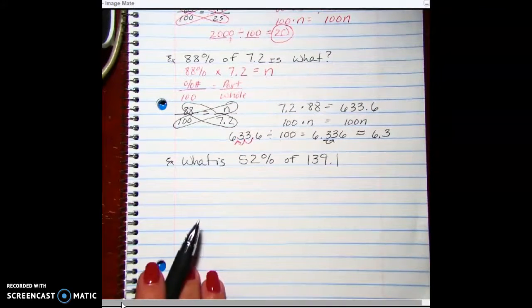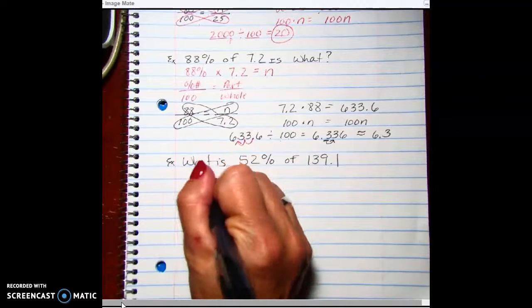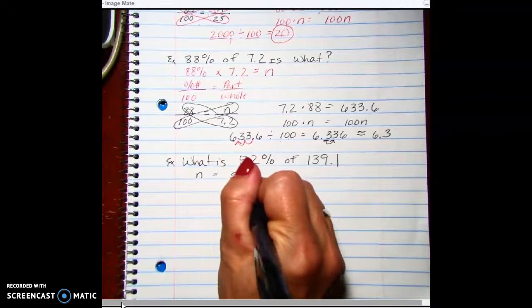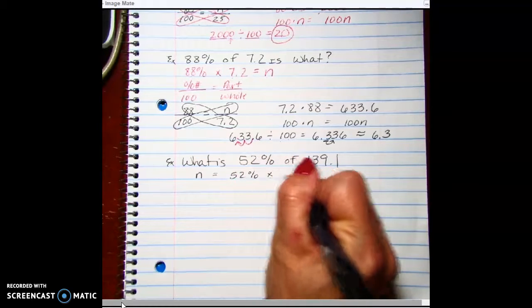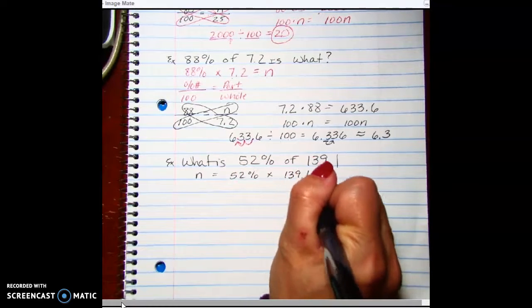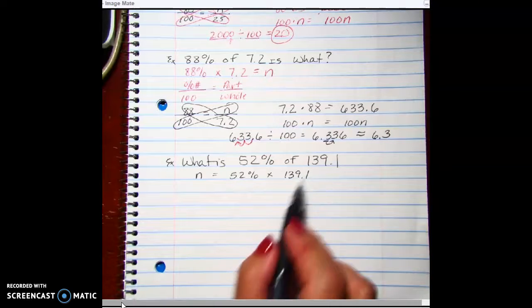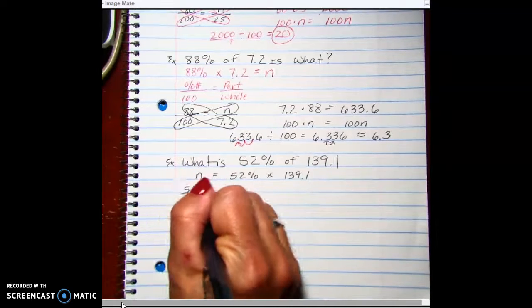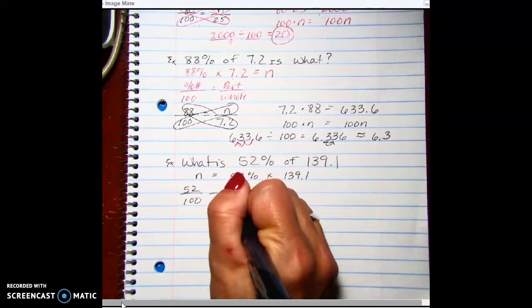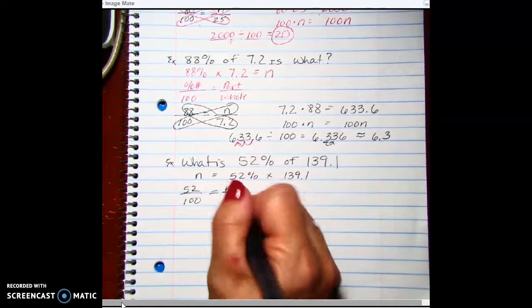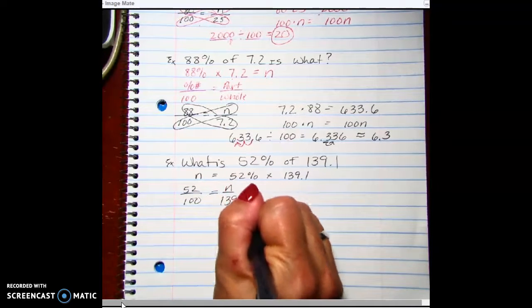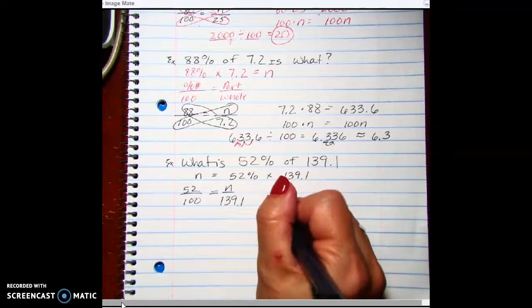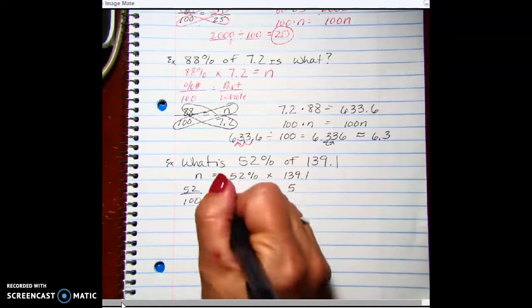What do you think this one would be? Again, n is 52% of 139 1/10. So I make it 52 over 100. N is my part. 139 1/10 is my whole. I multiply.